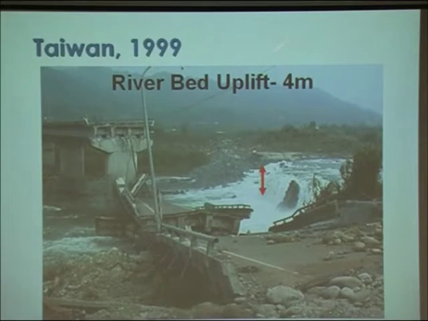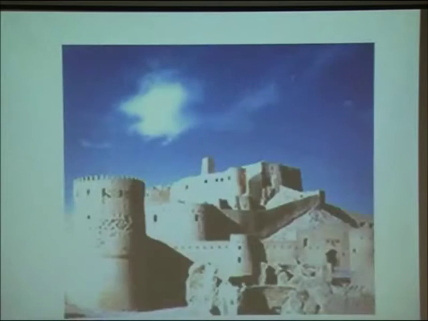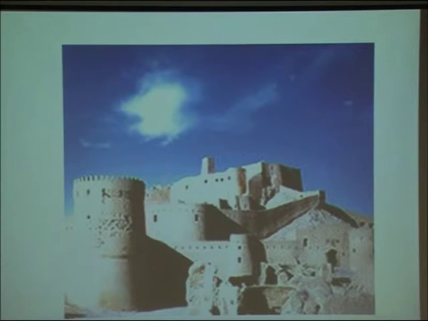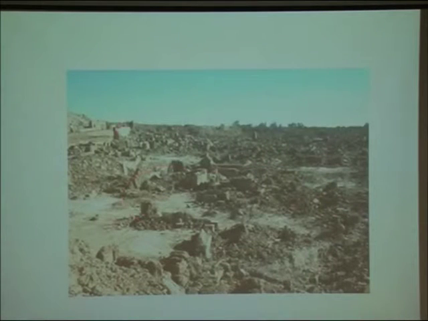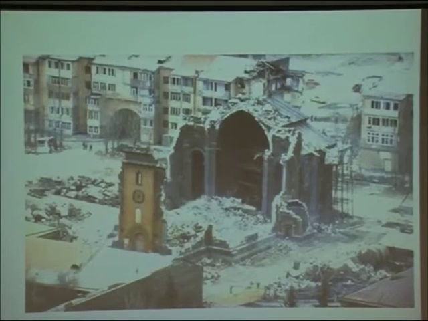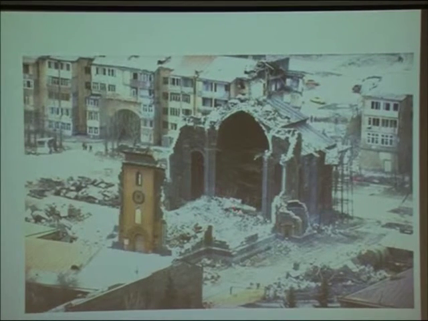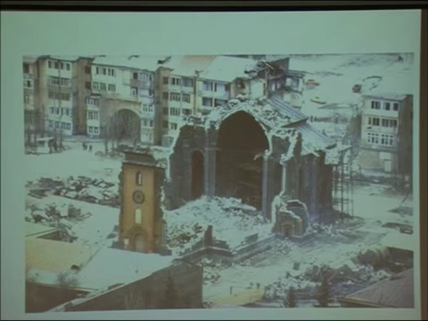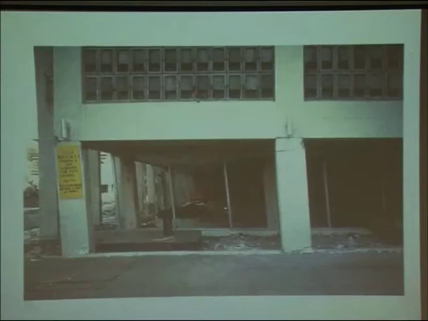This is a riverbed uplift of about 4 meters. This is the Bam earthquake, a castle in Iran. This is before the earthquake, and this is after the earthquake. It disappeared completely. But this is a stone structure, and we don't expect our buildings to suffer the same destiny. This is a church or a mosque, or I don't know where. You can see it's a partial collapse.